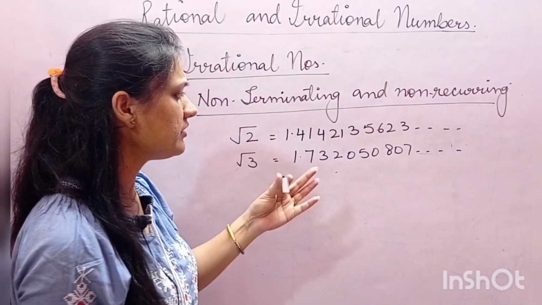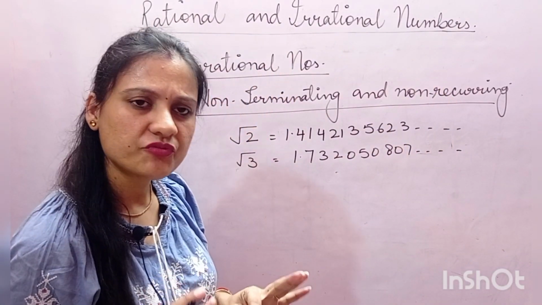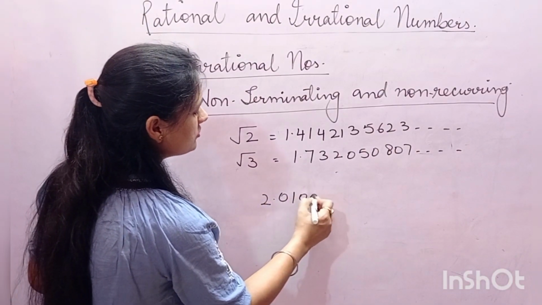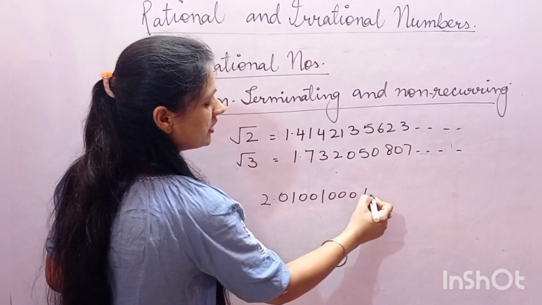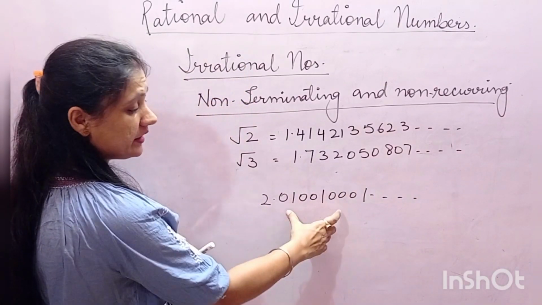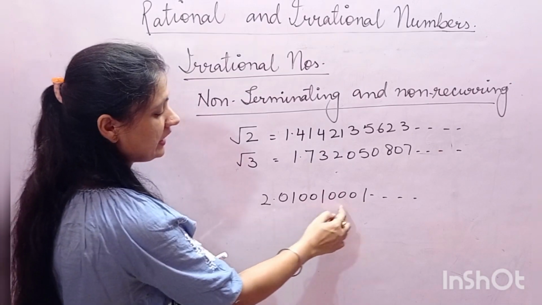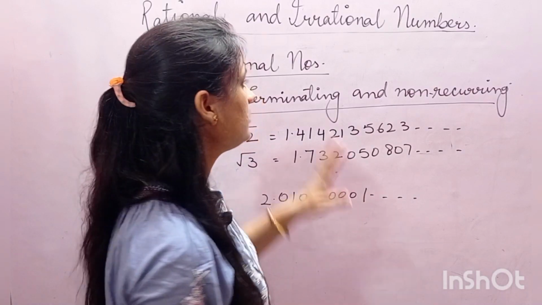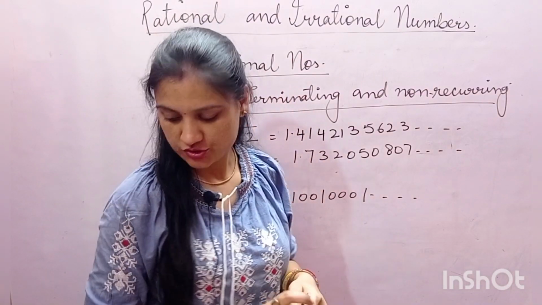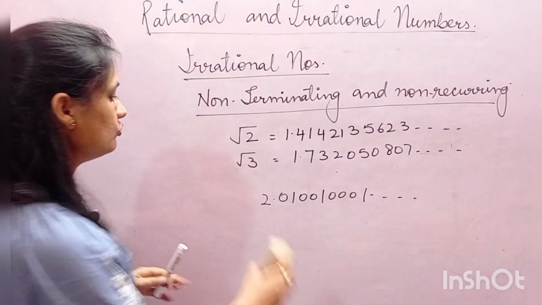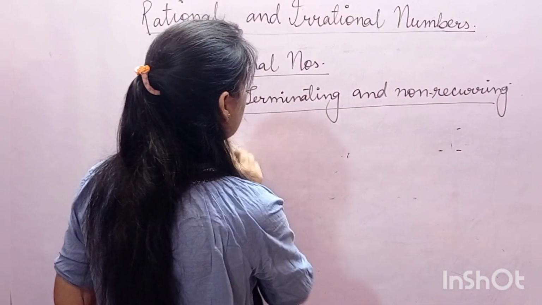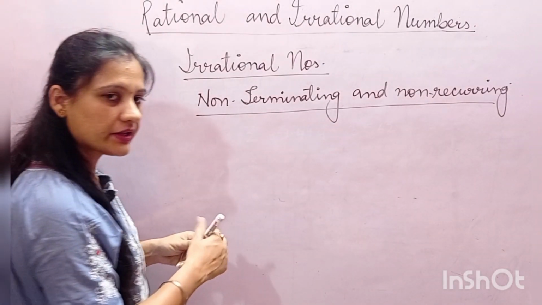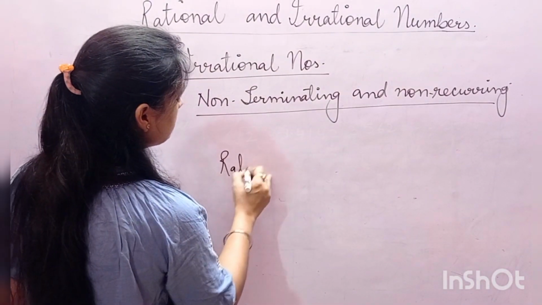If somebody asks you to write down one irrational number, it's very easy. You just write down any number like this, 2.010010001, and so on. So you can see, again it is non-terminating and non-repeating. So it is an irrational number. I hope you understood rational and irrational numbers. So let us wind up. Let us come to the conclusion here. Irrational numbers are non-terminating, non-recurring.